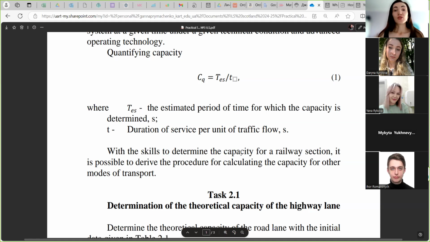So, with the skills to determine the capacity of a railway section, it is possible to derive the procedure for calculating the capacity for other modes of transport. So it is the same information which we know about capacity and use in our task today.